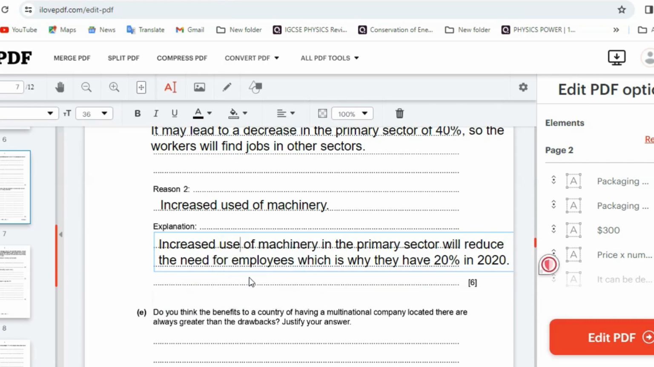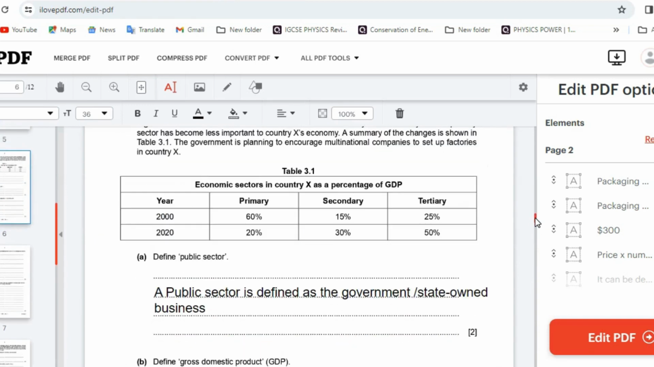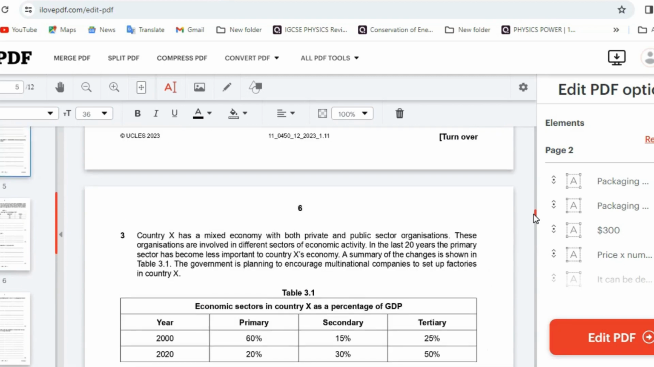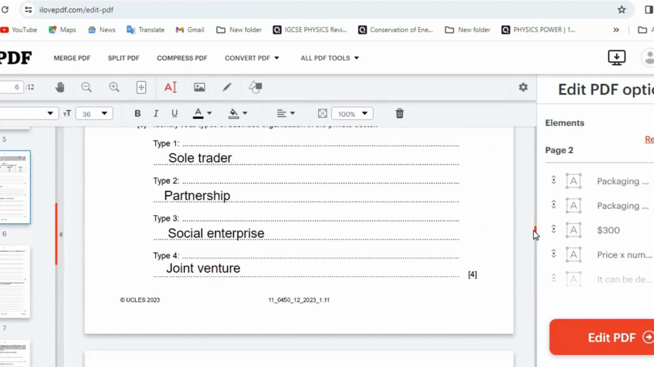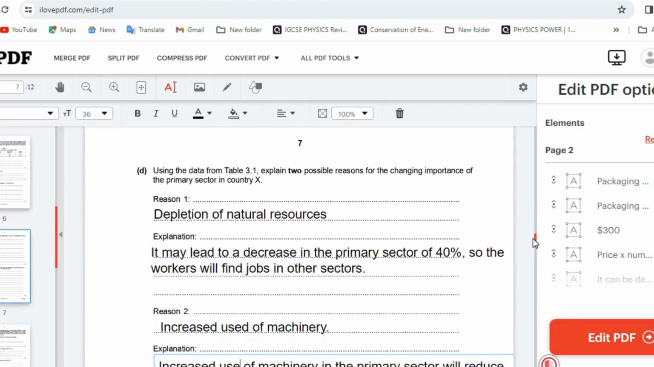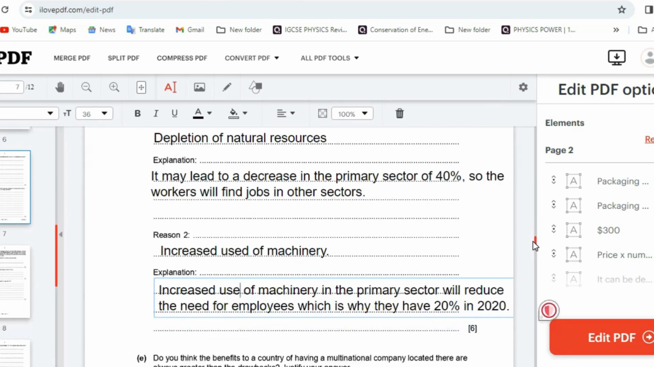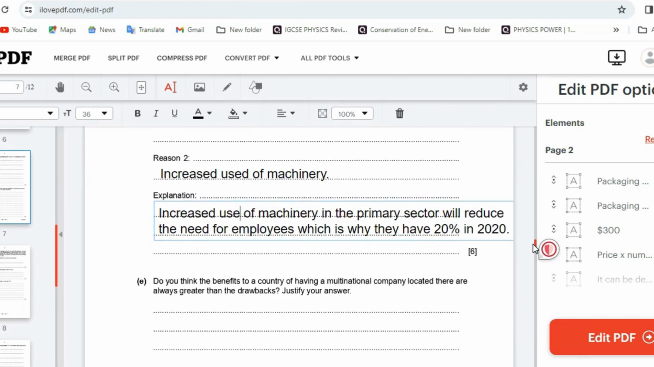Yes, increased use. Okay, we have identified the two reasons. What other reason do you think might be the reason for changing to primary sectors in country X? Of course, it might be to import cheaper or more raw materials. Yes, it can be to import cheaper raw materials.